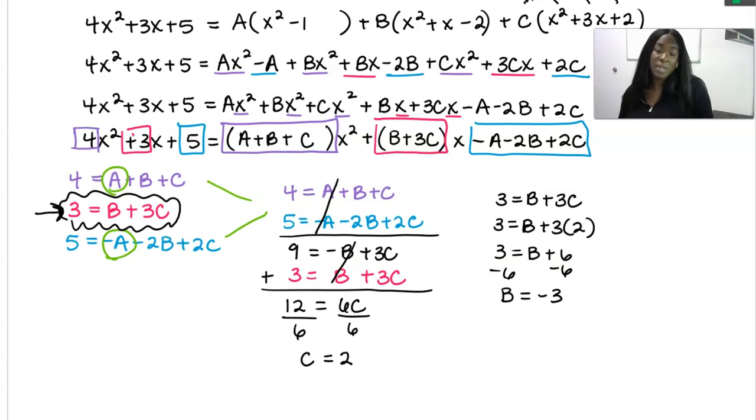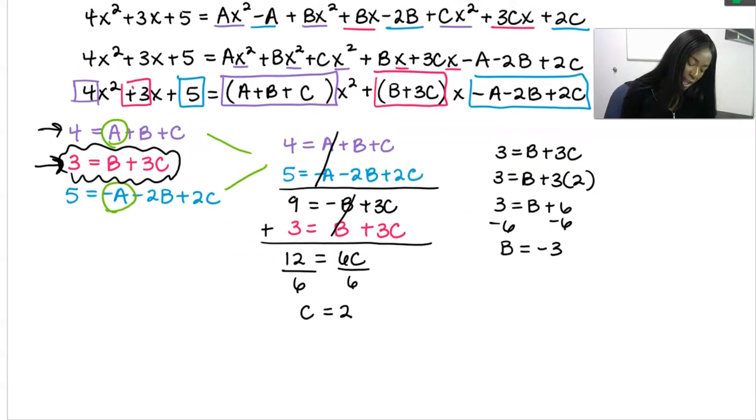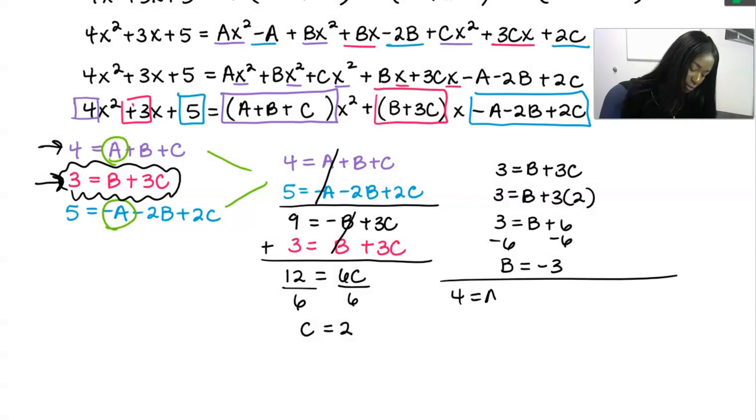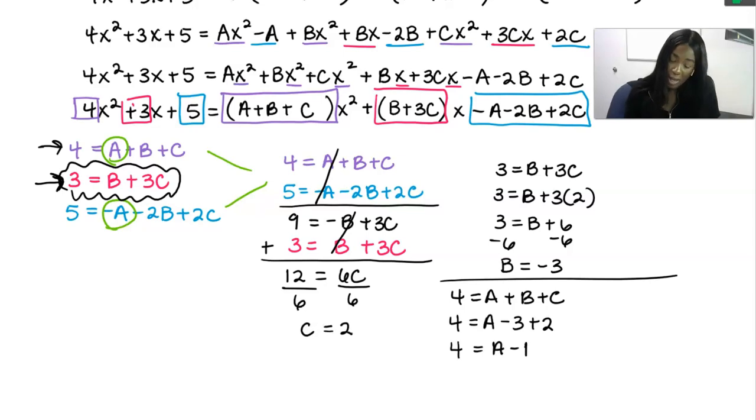Now the only thing we're missing is a. I'm just going to use that first equation. I know that 4 is equal to a plus b plus c. So 4 is equal to a. We already know that b is negative 3, and we know that c is 2. Combine those two, that's a negative 1. Add 1 to both sides of the equation to see that a is equal to 5. So now we know a, b, and c.